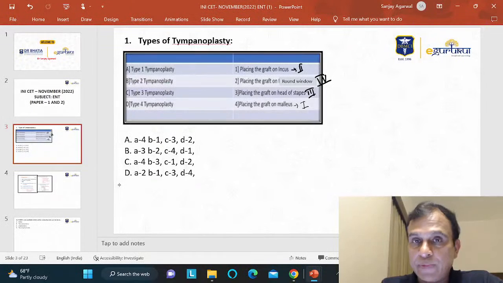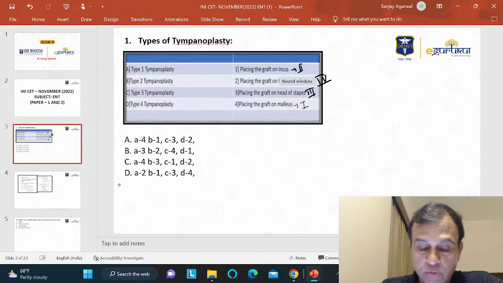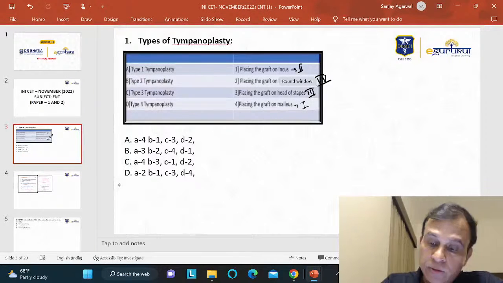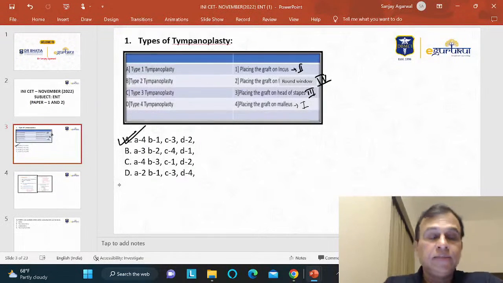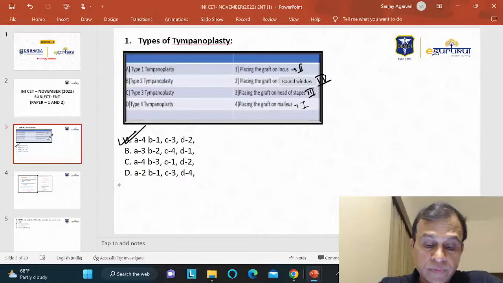Right? In type 1 it is on the head of malleus, type 2 on the incus, type 3 on the stapes, type 4 on the round window. So A becomes the correct answer. A is matching with 4, B is matching with 1, C is matching with the third one, and D is matching with the second one, as I've written in this column.